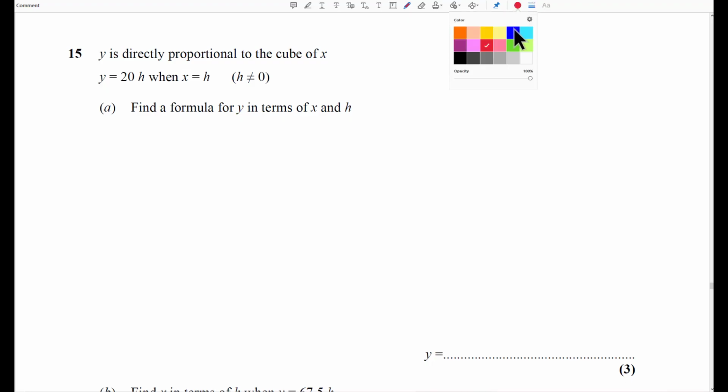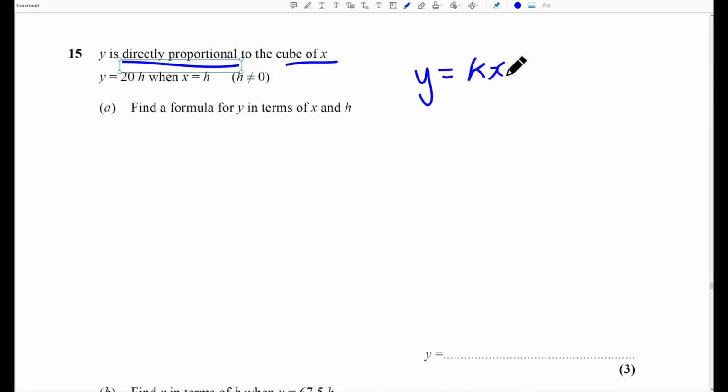So y is directly proportional. If it's indirect, it's over. So what do we need to write? It's the cube of x. So we've got y equals kx cubed. That's the constant of proportion k. So when y equals 20h, you've got algebra in this one now to try and make it a bit more challenging, but it's okay, no problem at all. We're just going to put the letters in.